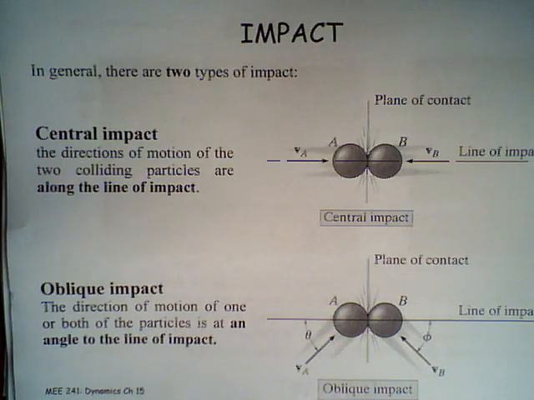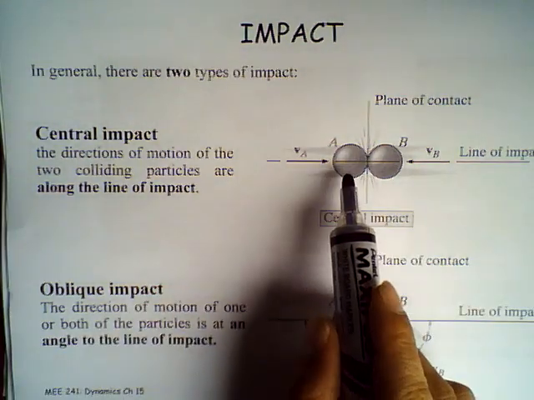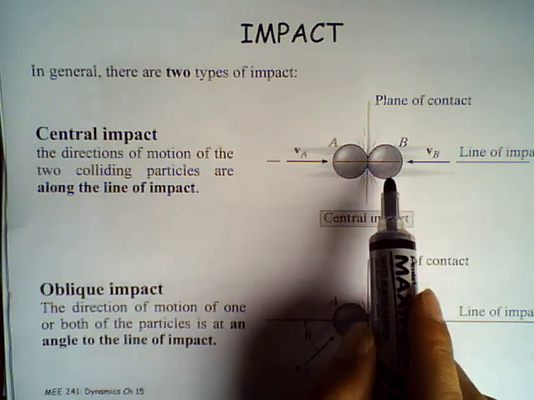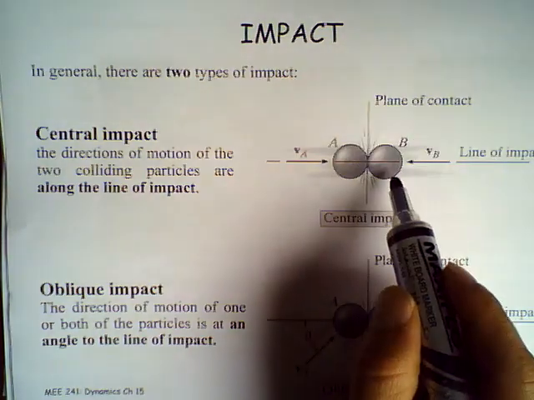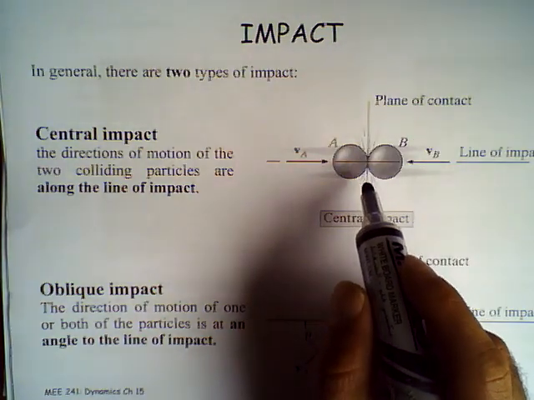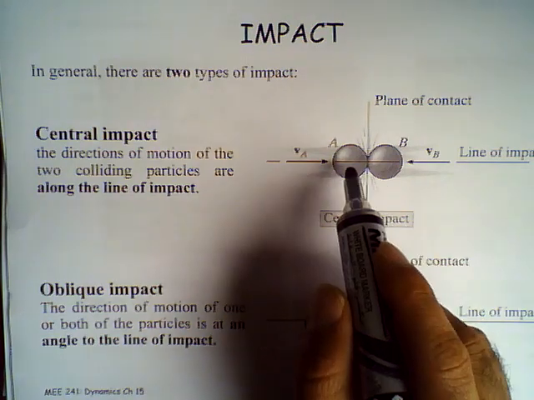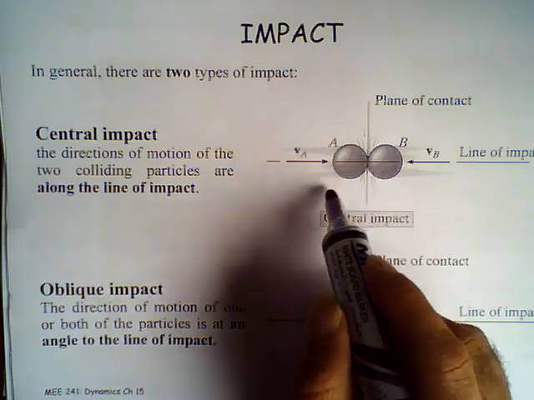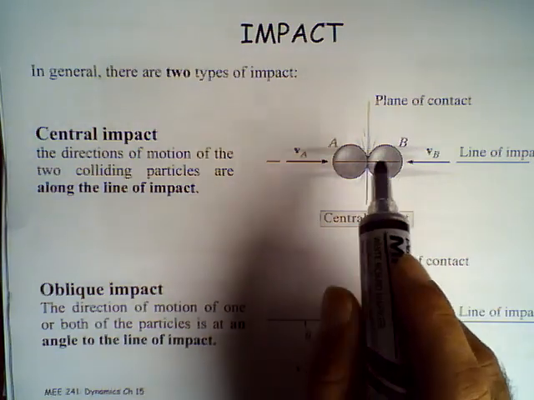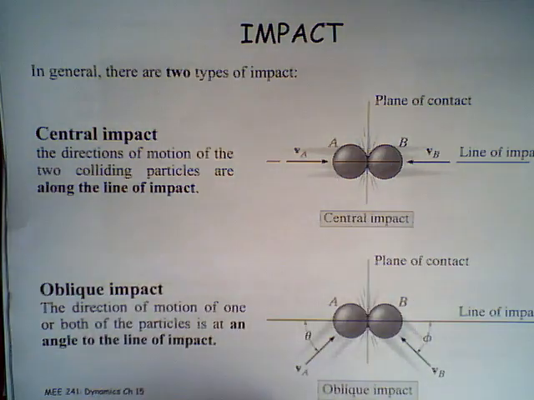Alright, so let us look at impact and central impact. Central impact is when two objects are colliding, and in this case this guy is coming to the left and A is going to the right. Then I can do my momentum equation on both of them, and I can find the velocity of A and B after the impact based on what we described in our last lecture.